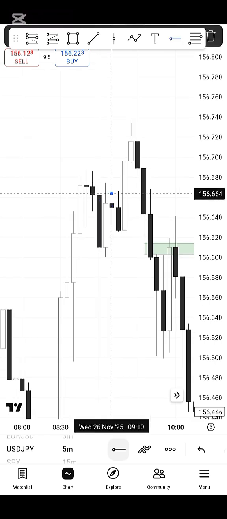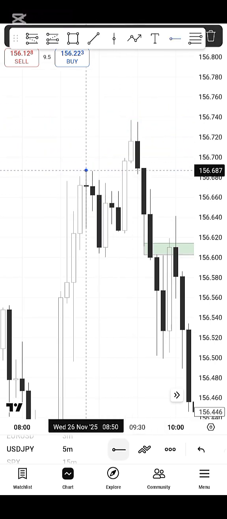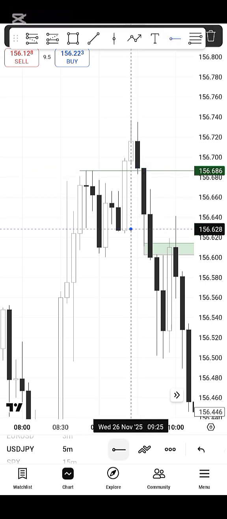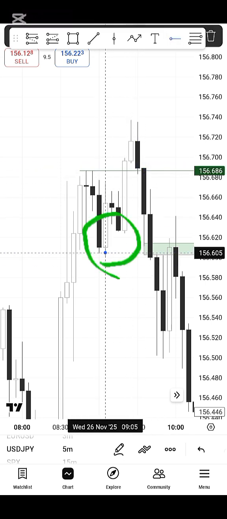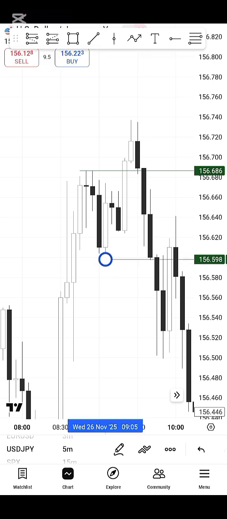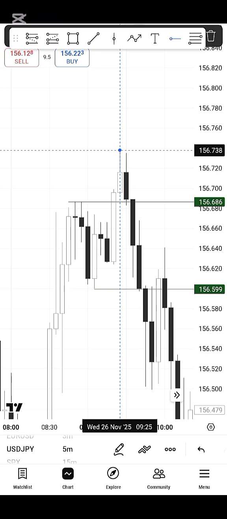We have the displacement high. The market took out this particular high here. You can see this high here. It took out this high. So let's mark that out. It took out this high. Then this was the low responsible for taking out another high, right? Then we have the displacement high here. This is the last high the market created.